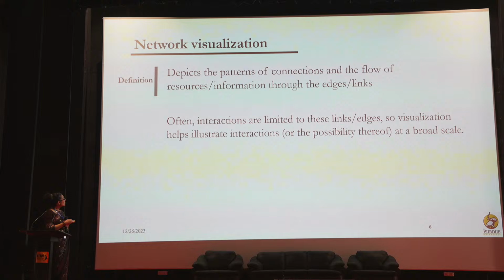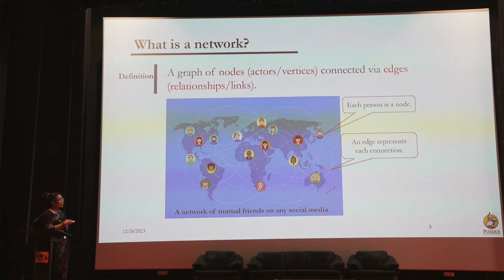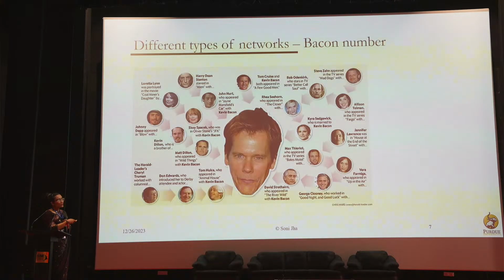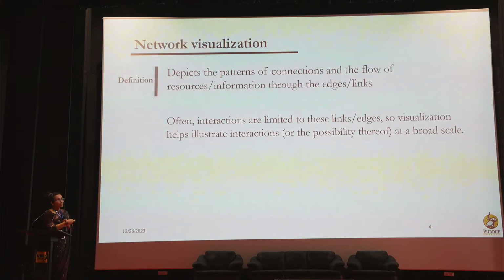So this photograph that we saw here, what is this? This is simply a network visualization of how these individuals are connected to each other through those dotted lines, right? So this is one kind of network visualization that we have here. But then there are other kinds also.